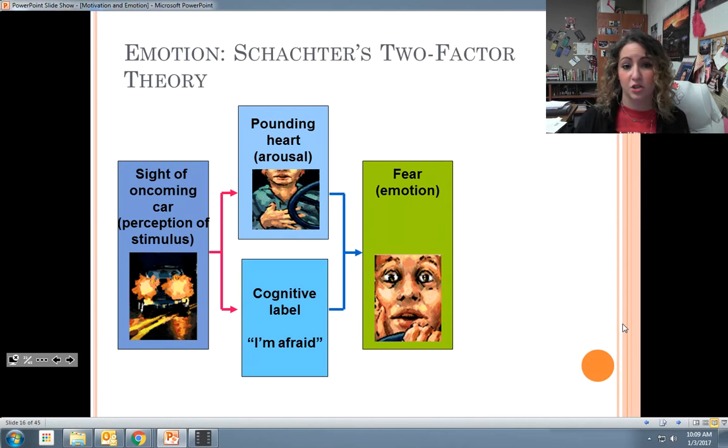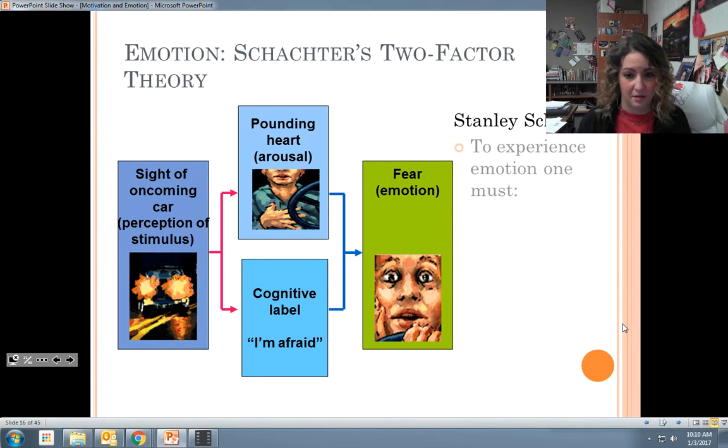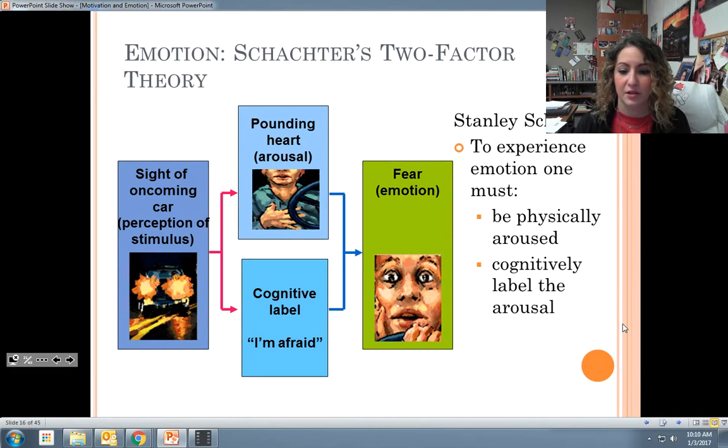But then there's also the Schachter two-factor theory. So notice that this has a different box accompanying it. It is saying that you see the sight of the oncoming car, your heart beats first, your brain labels it, and then you experience the emotion. This is very similar to the James-Lange theory, except the difference is the brain actually has a role here.